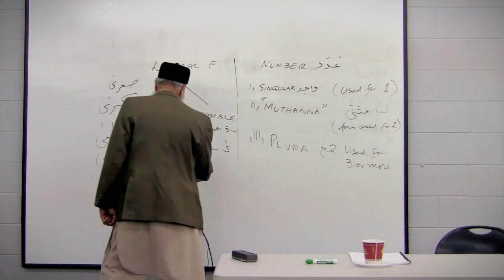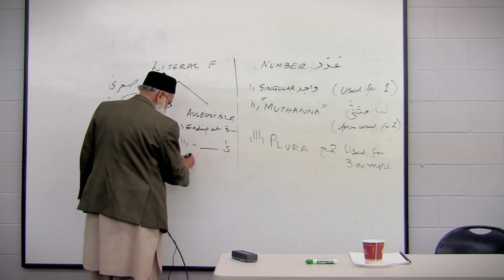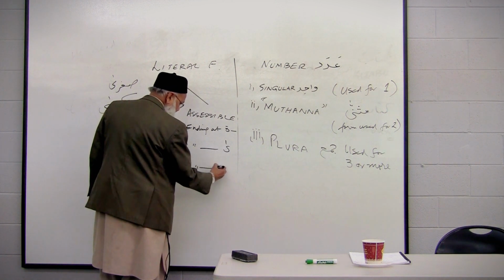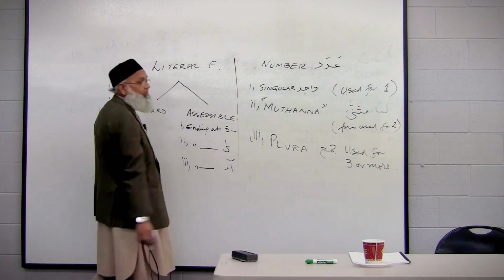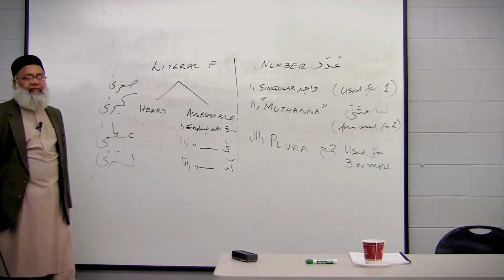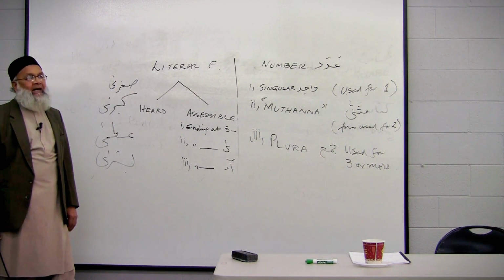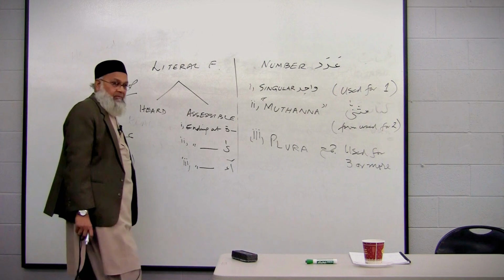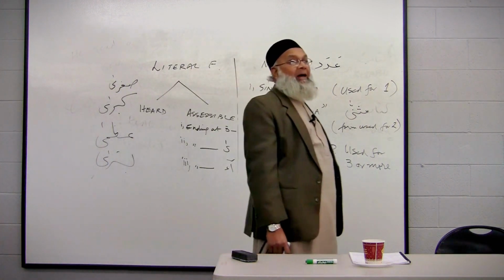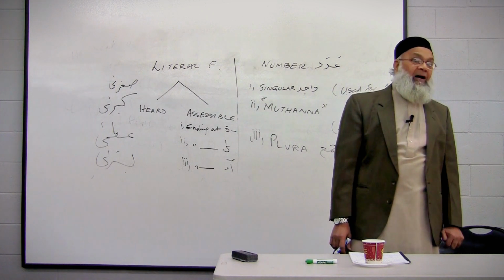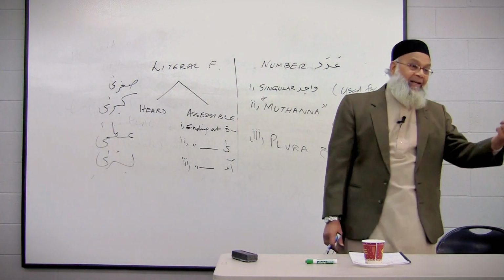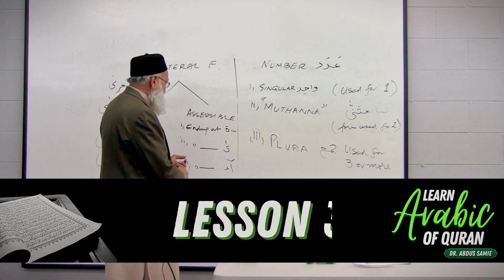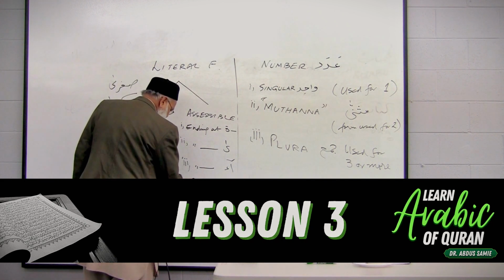Then nouns ending in alif mamduda. Alif mamduda is this one: an alif followed by hamza. Asma, Humaira, Sumaira, Hamra, Sughra, Khadra, Baida, egg, Sauda. They're all feminine. And then last of all are the broken plurals.